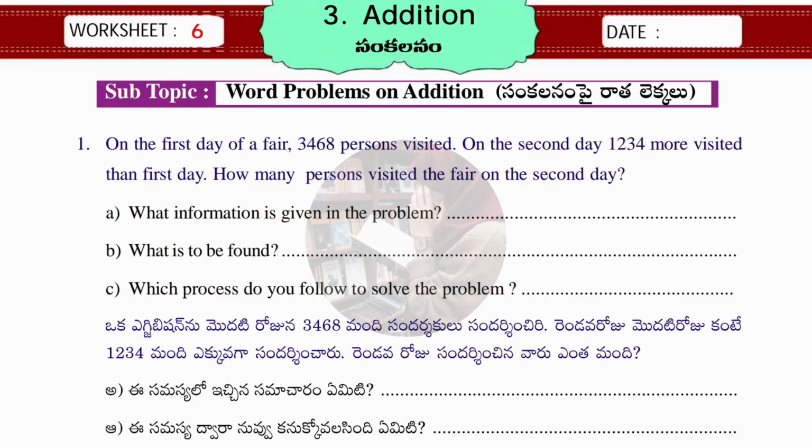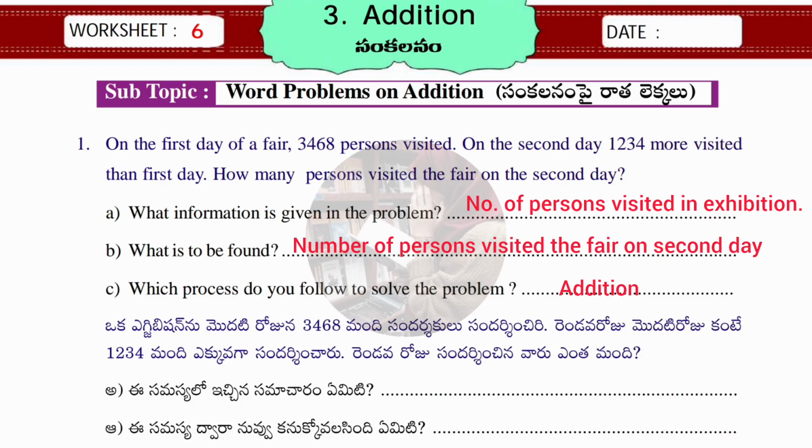Okay, let's see the first question. On the first day of a fair, 3468 persons visited. On the second day, 1234 more visited than the first day. How many persons visited the fair on the second day? Okay, this is the question. In that we have sub questions given. Let's see what information is given in the problem. Okay, what information is given? Number of persons who visited the exhibition. Fair is nothing but exhibition.